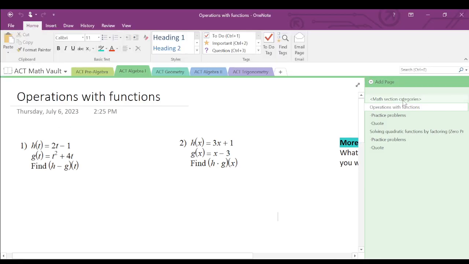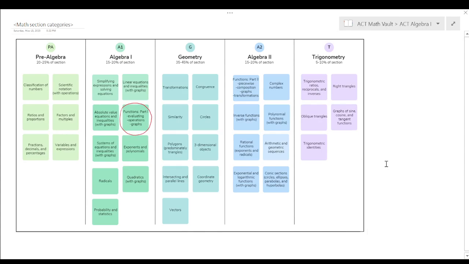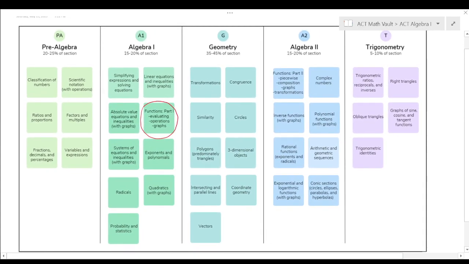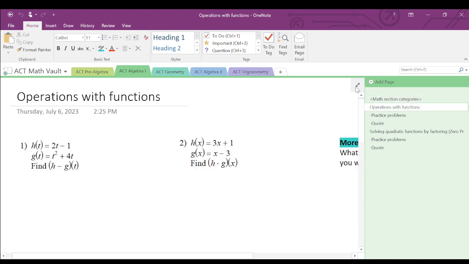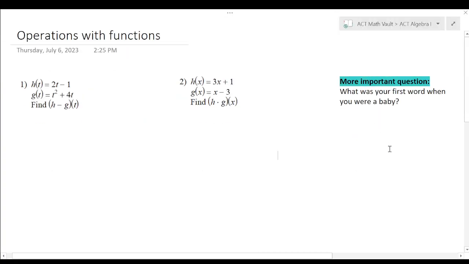So in the math section, you could think of functions as basically split between Algebra I and Algebra II. Operations are usually in the introduction to functions, and so you would mostly see that in Algebra I. When I say operations, I mean adding, subtracting, multiplying, and dividing functions with other functions. And so in this case, we would have h of t and g of t as givens, or number 2, h of x, g of x. And you would be asked to, in the first one, subtract the two functions, one from the other.